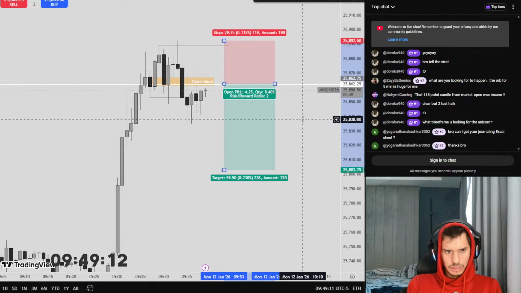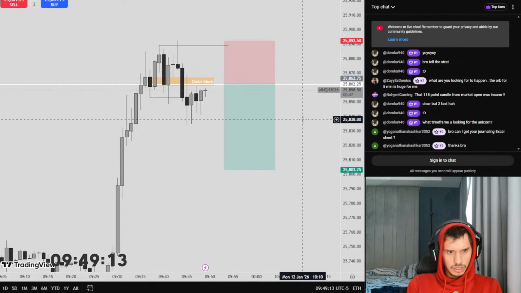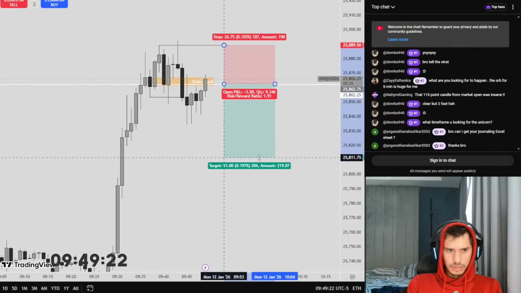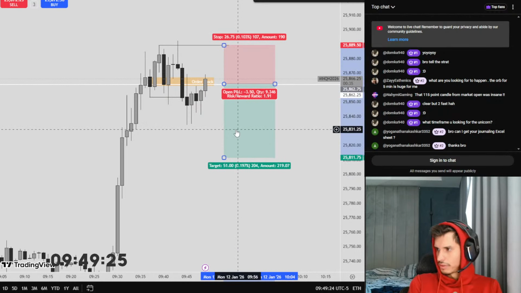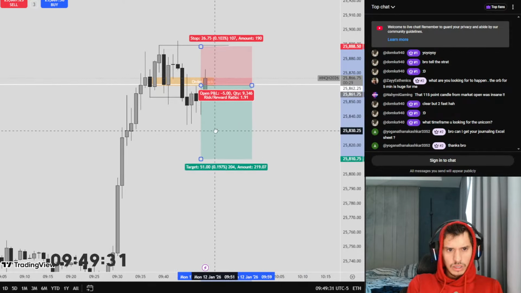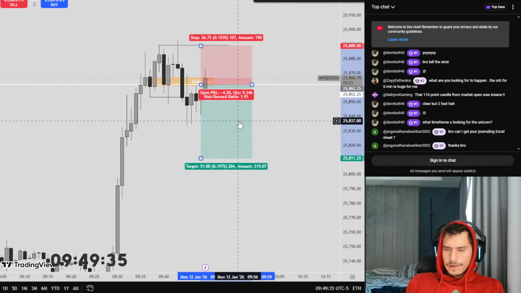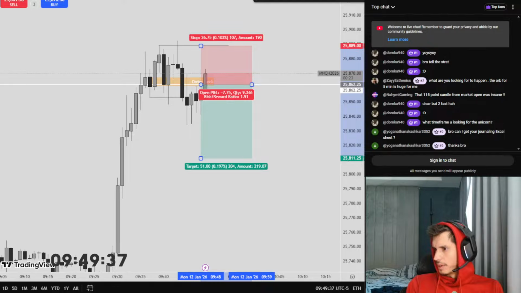Something like this. Can even look for a tight trade, maybe a tighter trade. But yeah, there's still no shift on ES. As a matter of fact, ES is pumping. I'm not taking this trade, by the way. I'm waiting.